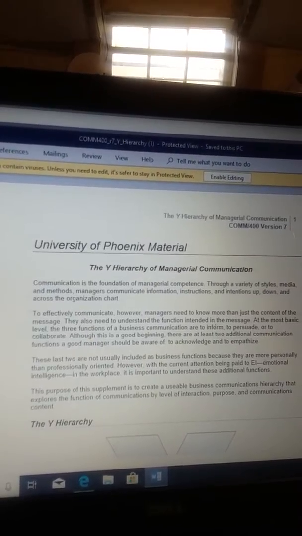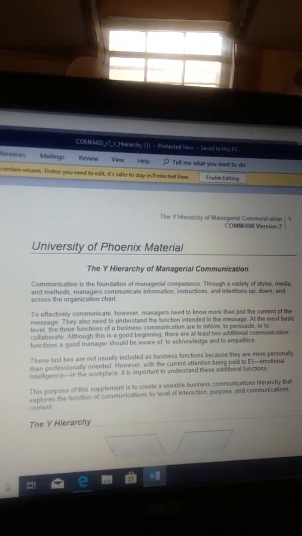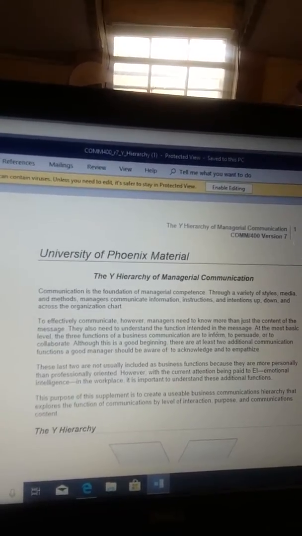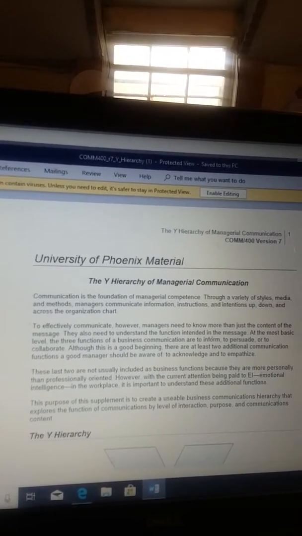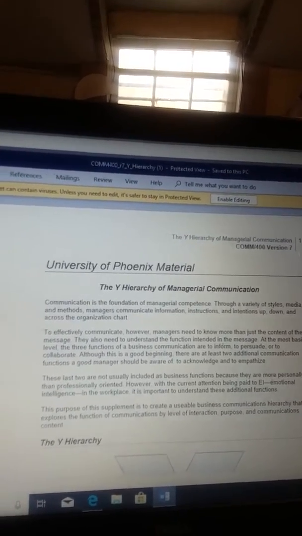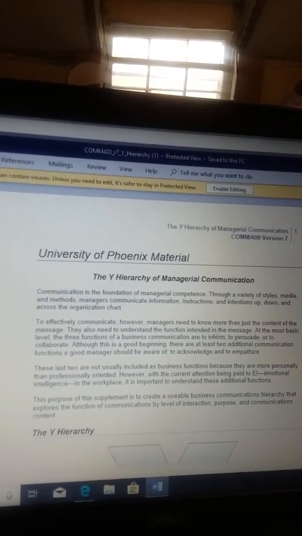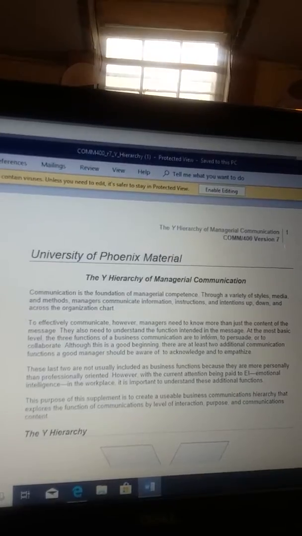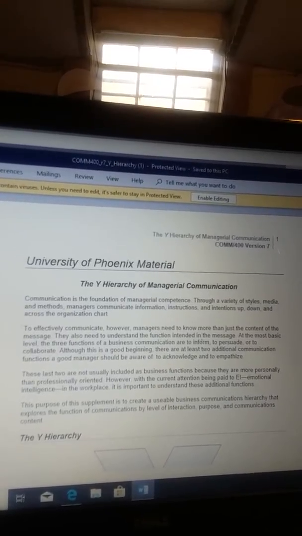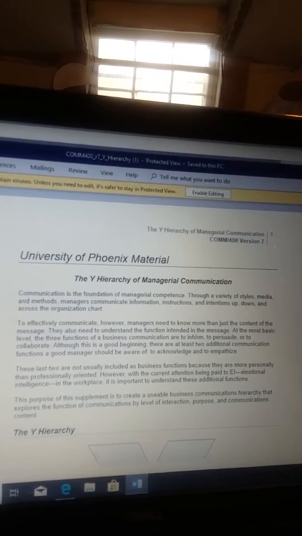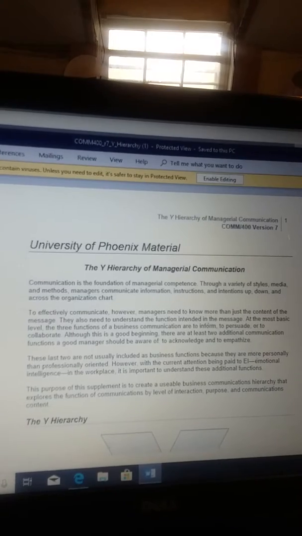Communication is the foundation of managerial competence. Through a variety of styles, media, and methods, managers communicate information and instructions and intentions up, down, and across the organization chart. To effectively communicate, however, managers need to know more than just the content of the message. They also need to understand the function intended in the message.